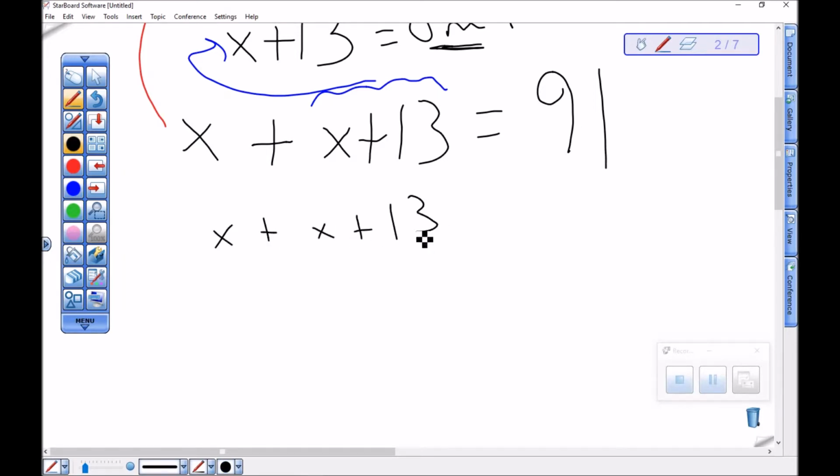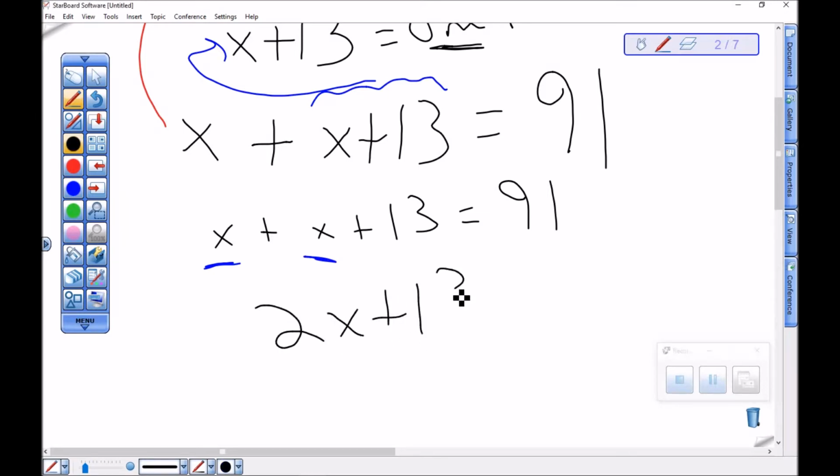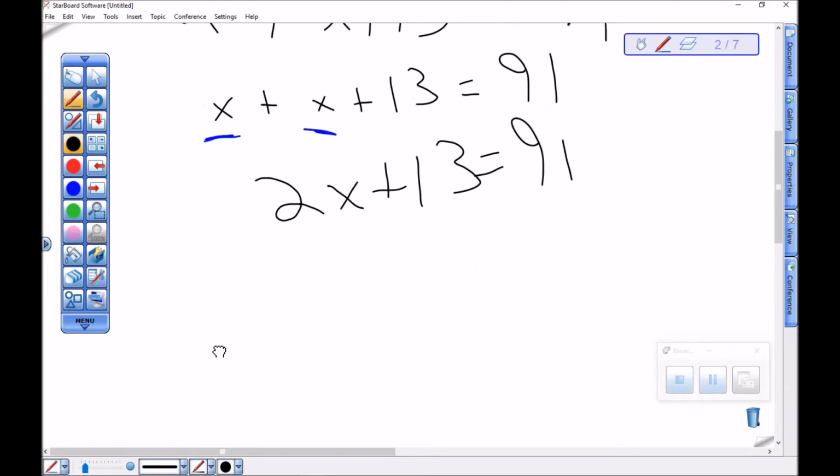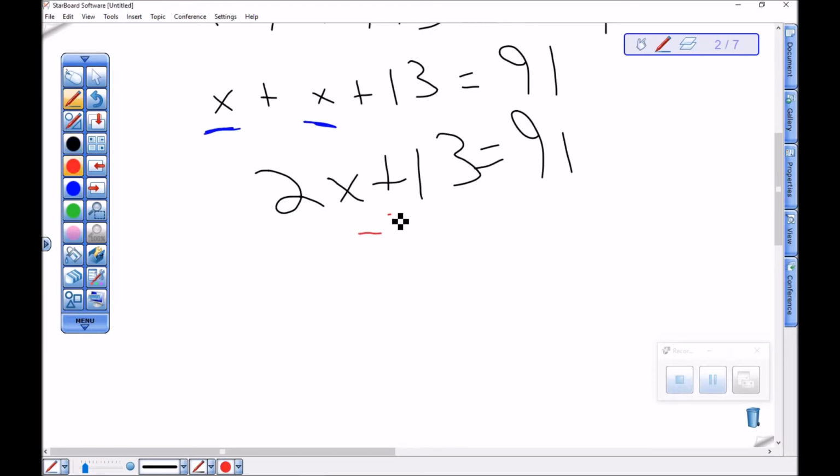To solve such an equation, I think I should first simplify. x and x are like terms. So x plus x is 2x, plus 13 equals 91. I sure wish that 13 wasn't there, so I'm going to subtract 13 from both sides. So 2x plus 13 minus 13 is 2x. 91 minus 13 is 81 minus 3 is 78.